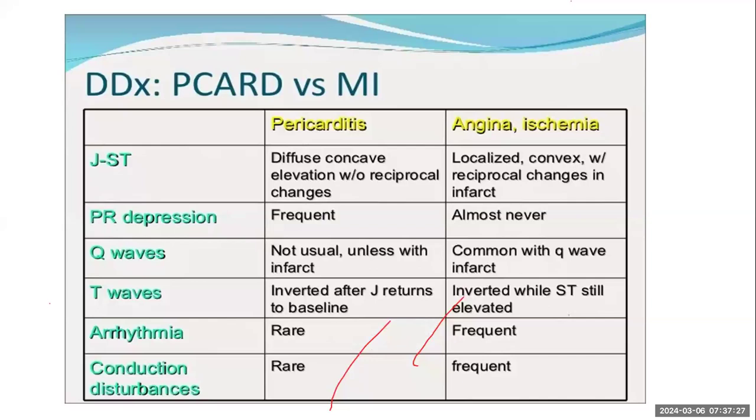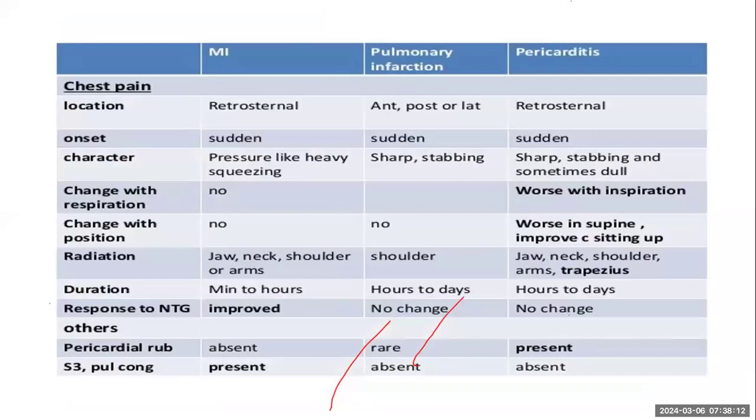Next slide, please. I put this table to help differentiate. We talked about the diffuse, concave shape in pericarditis, whereas in ischemia it is localized and convex. PR depression, as I mentioned, is very frequent in pericarditis. In the evolution of the ST segment in MI, Q waves start to appear even with treatment, but we don't have Q waves in pericarditis. Also, T wave inversion is there even when the ST segment elevation is still present in MI. But in pericarditis, before the T wave inversion happens, the ST segment will have resolved. Reciprocal changes are also very common in MI, as I've explained. Next slide, please.